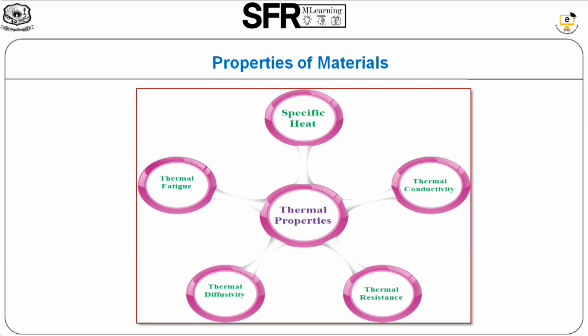The next property of the material is the thermal properties. The characteristics of a material which are functions of temperature are termed as thermal properties. So, one can predict the performance of machine components during normal operation if he or she has the knowledge of thermal properties. Specific heat, thermal conductivity, thermal resistance, thermal diffusivity and thermal fatigue are a few important thermal properties of the materials. And these properties play a vital role in selection of material for engineering applications.